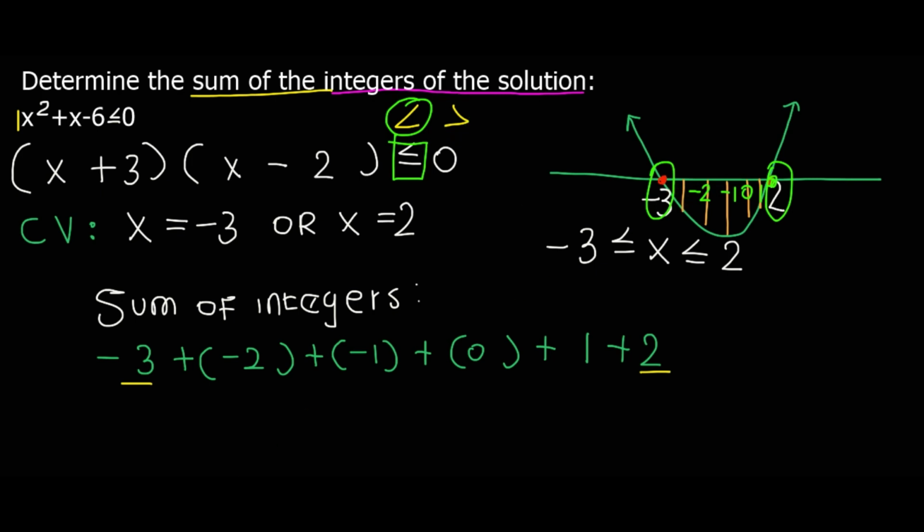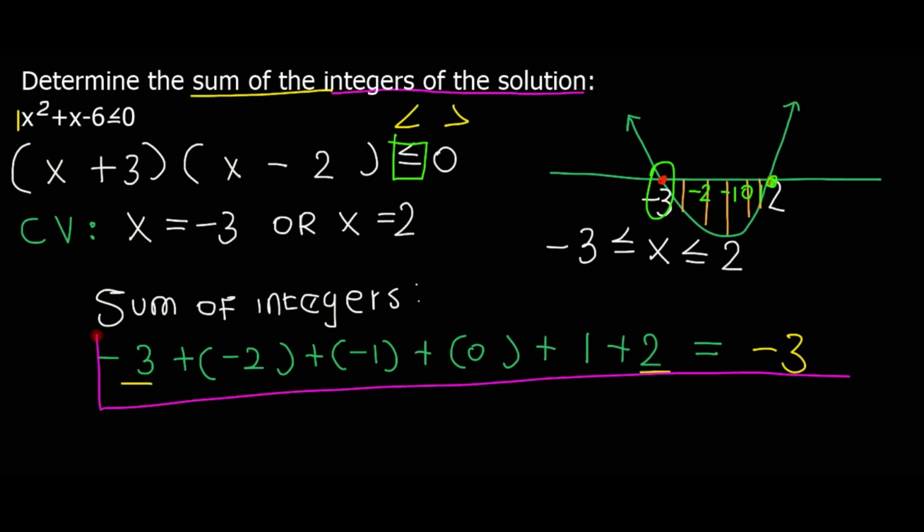So now you can press the calculator for this solution, and then it will give -3. So this is our answer. The sum of the integers of this solution is -3. So that's it for this problem.